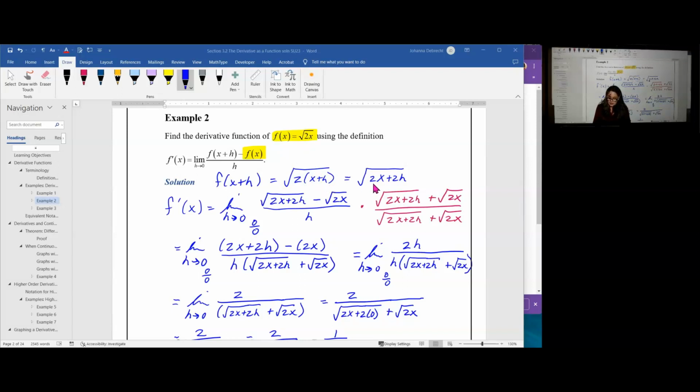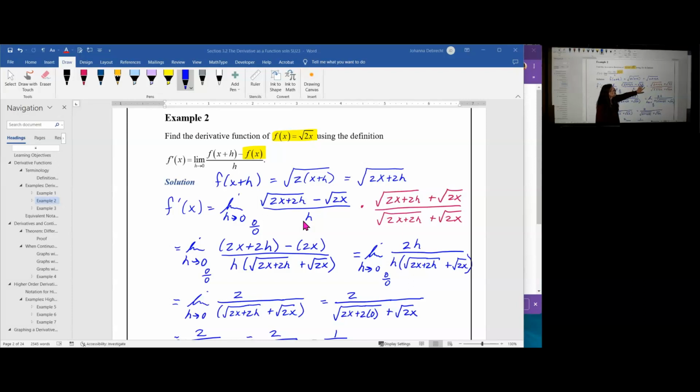I went ahead and multiplied this out to get 2x plus 2h. Then I use the limit of the difference quotient to try to find the value of the derivative function. When I do that, remember, we try to substitute every time we change something. In this case, if h is 0, I get root 2x minus itself, which is 0, divided by 0. It's indeterminate for a limit. It does not exist for a function, but for a limit, it just means I don't know what happens. So I have to do something.